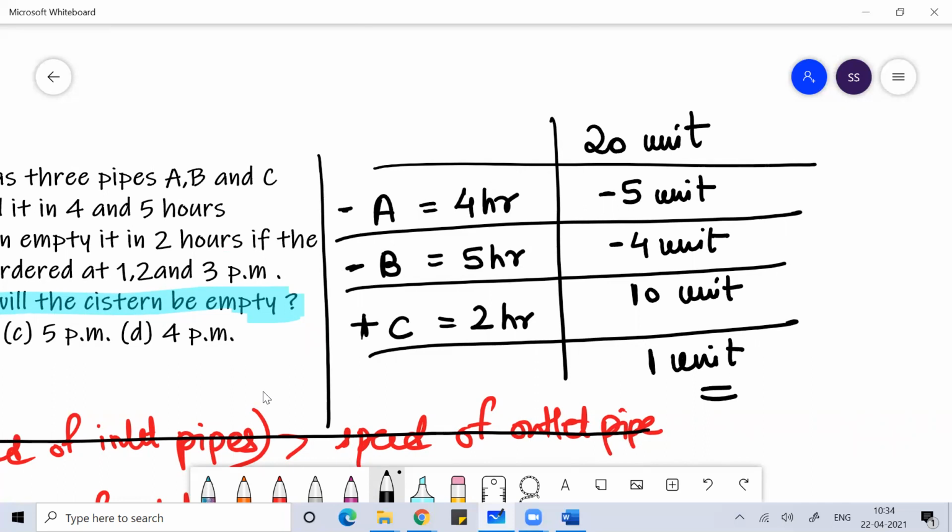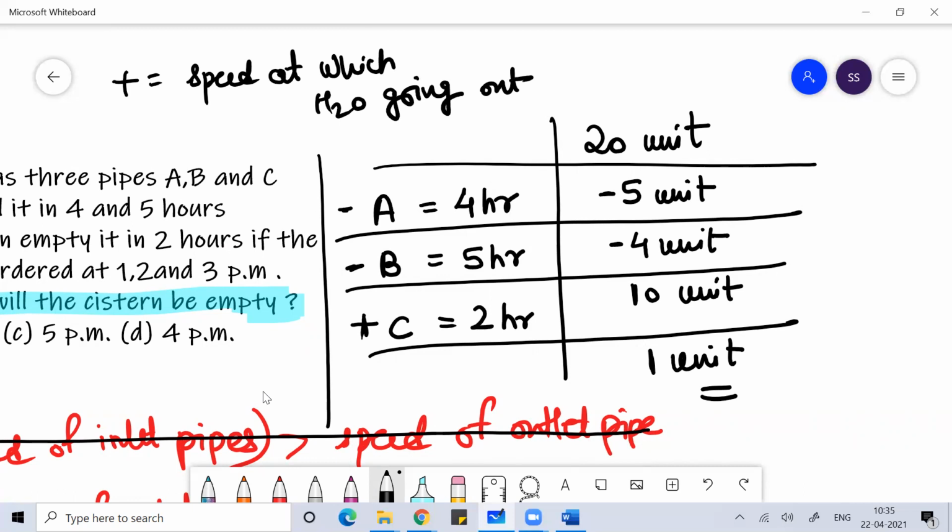What does the plus sign mean here? The plus sign means the speed at which the water is going out. And the minus sign means the speed at which the water is coming in.